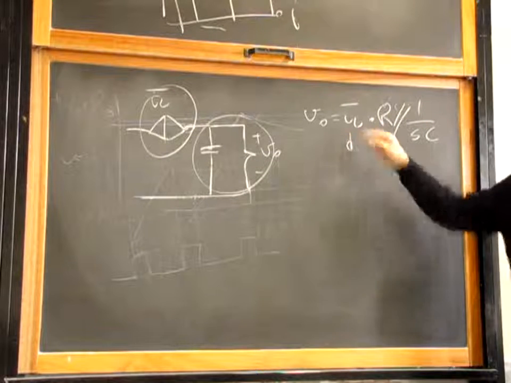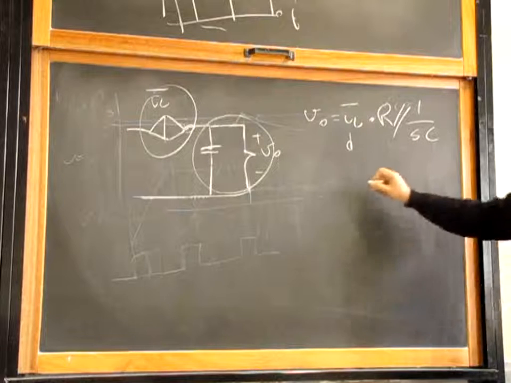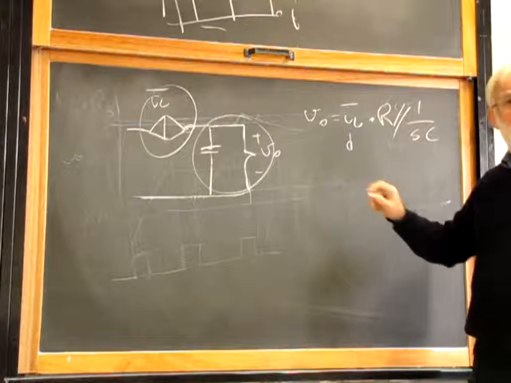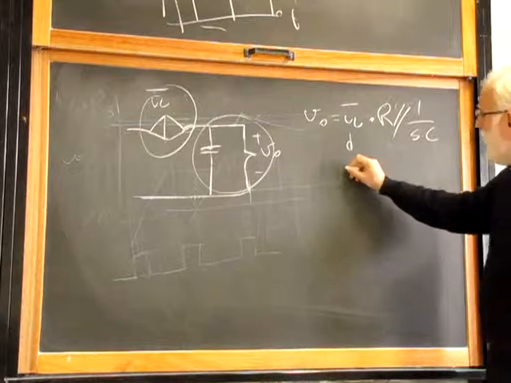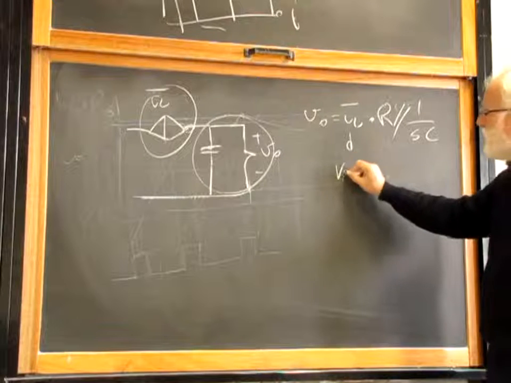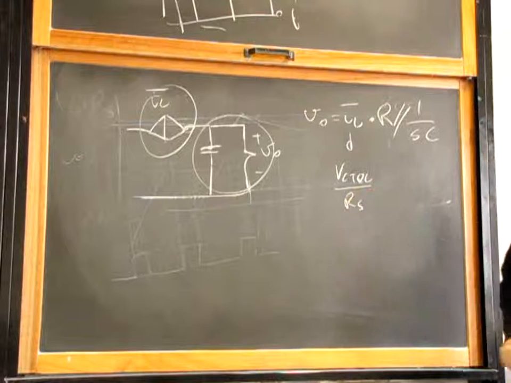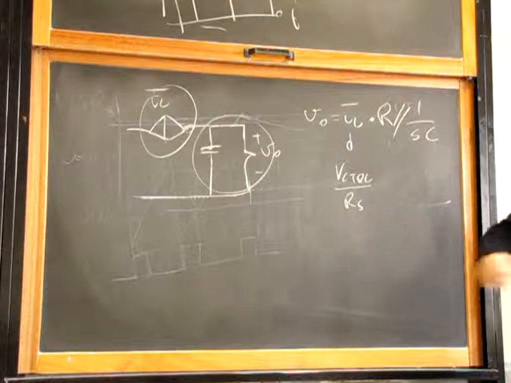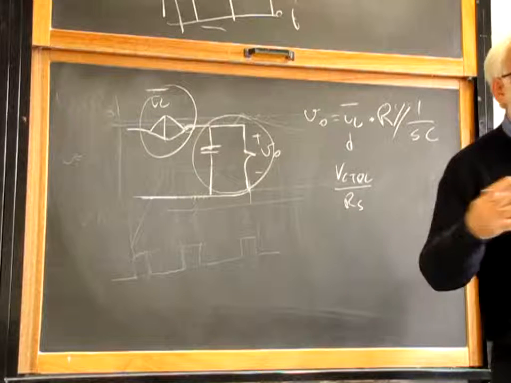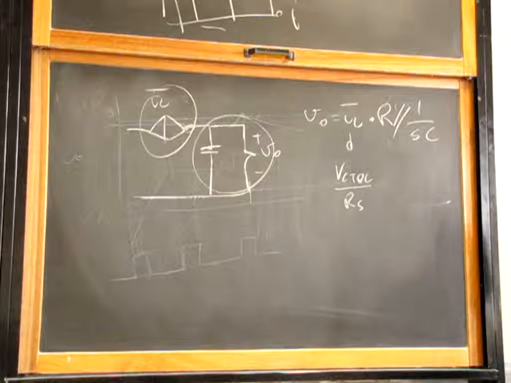How much is this IL average? IL average approximately equals V control divided by RS. RS is a scale factor. It is what translates my current into a voltage, so I can compare a voltage. I don't like to compare current. I am unable to compare current.